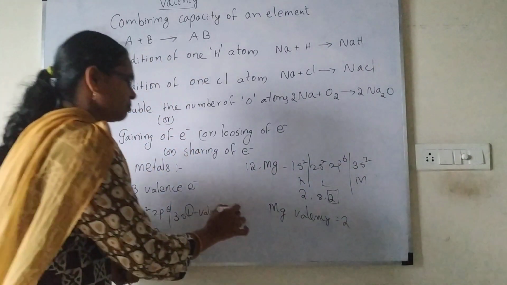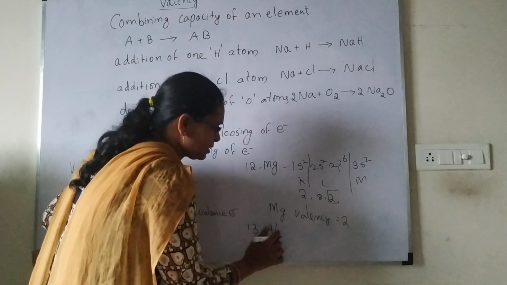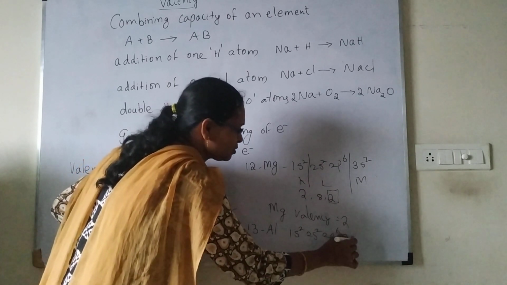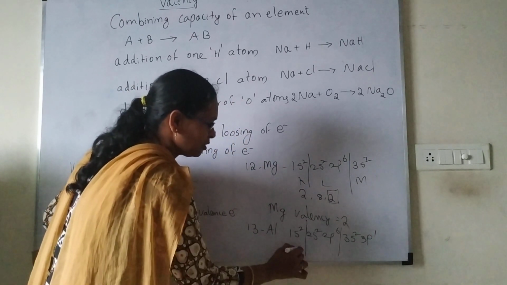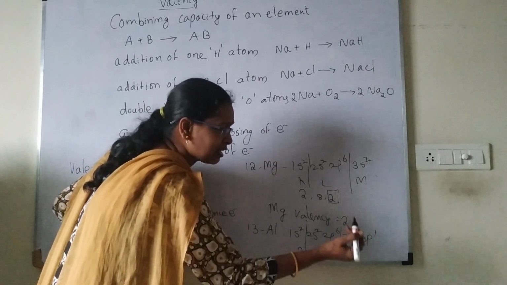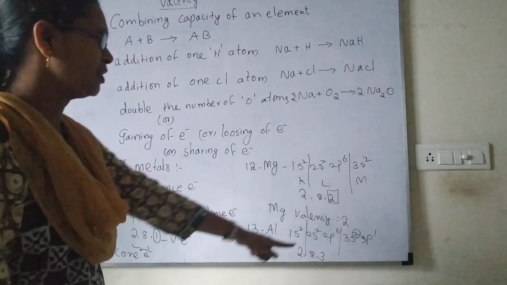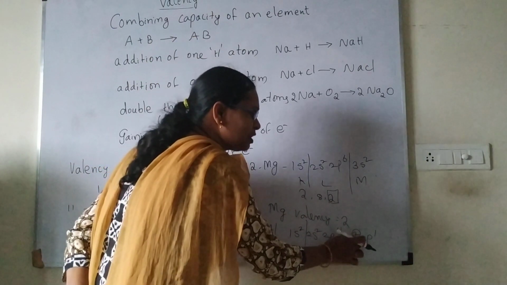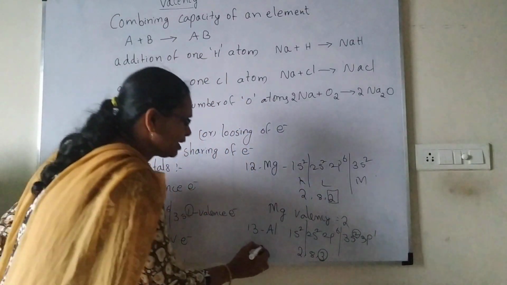Next take aluminum, the 13th element, just the successor. We write 1s2, 2s2, 2p6, 3s2, 3p1. So again the valency shell is 2, 8, 3. Why did I write 3 here? You may get confused. Because the s orbital's capacity is 2 electrons, and when it comes to the next p orbital, one more electron comes here, right? So 2 plus 1, how many electrons? 3. That is why I wrote 3 here. Then what is the valency of aluminium?